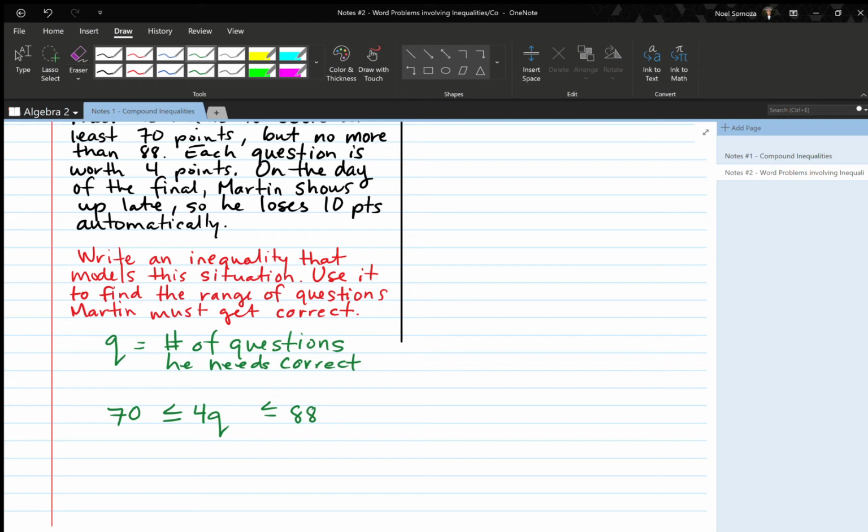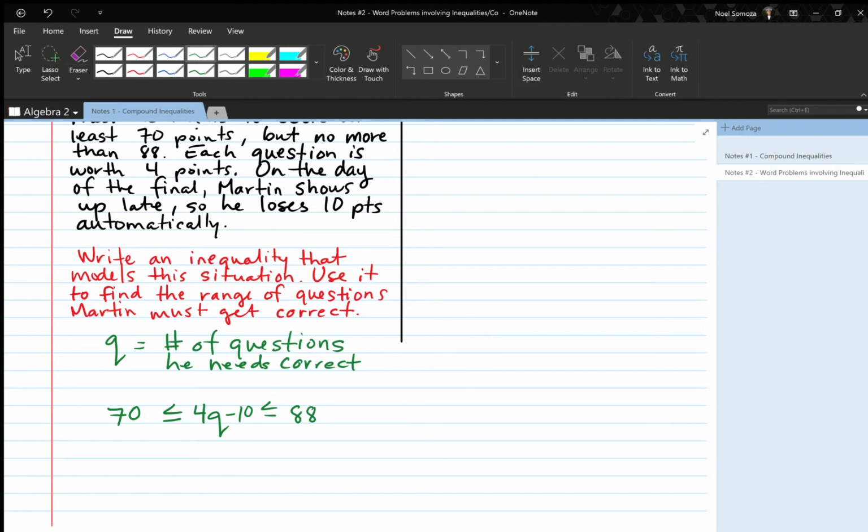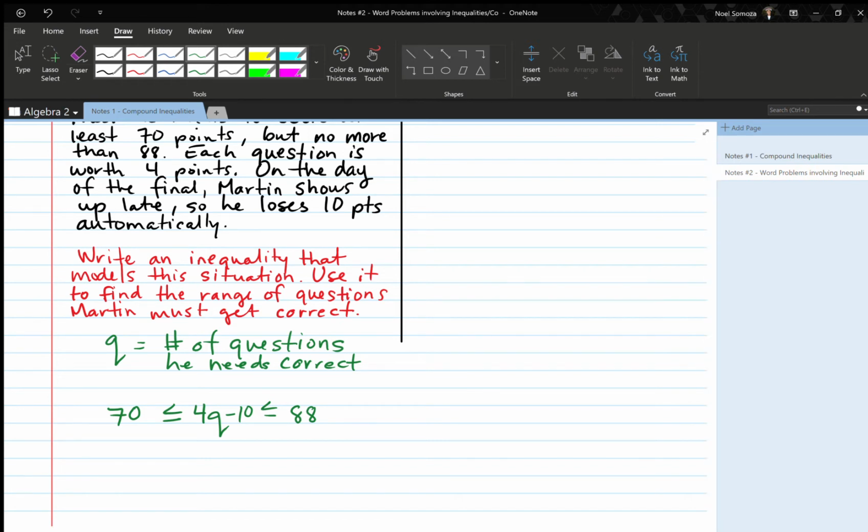And then you put minus 10 inside here. Why the minus 10? He got there late, so he already starts at a 10-point disadvantage. No matter how many questions he gets right, he's still losing 10 points because he came in late. Did anybody else get this? I see heads nod. This would be the correct setup. Think of it as all the points I get from the questions right, times 4, but I have to subtract 10 points regardless.